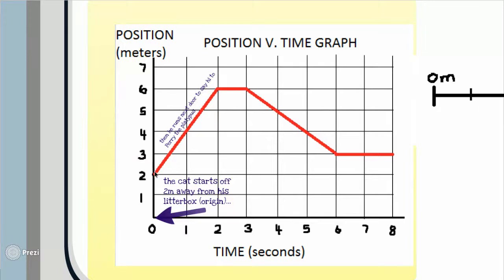Notice here in that part of the graph, he goes 4 meters in 2 seconds. So that would be 2 meters per second. He stays there for a second and then turns back around and just kind of strolls to his comfy little bed. Notice that he went 3 meters in 3 seconds. So instead of 2 meters per second this time, he's going half the speed at 1 meter per second. And then he has a nap for a couple seconds.